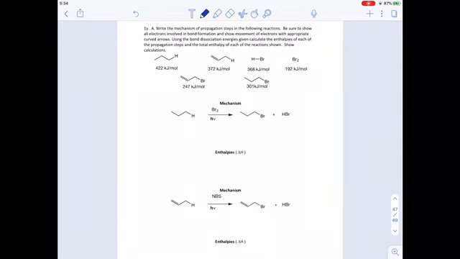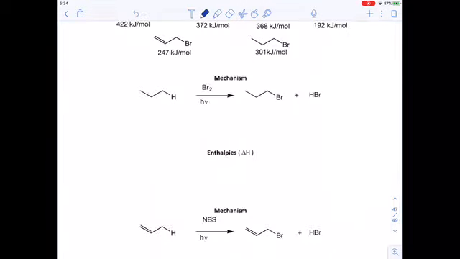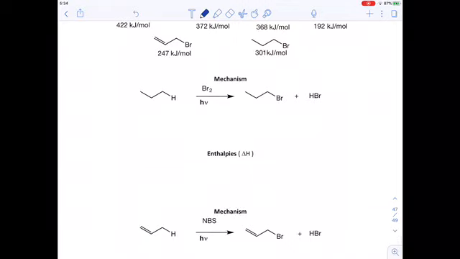Okay, so for 1y, it says to write the mechanism of propagation steps in the following reactions. Be sure to show all electrons involved in bond formation and show movement of electrons with appropriate curved arrows. Using the bond dissociation energies, calculate the enthalpies, which is the same as bonds broken minus bonds formed, of each of the propagation steps and the total enthalpy of each of the reactions shown. Show the calculations. So for the mechanisms, he only wants you to do the 2 propagation steps. So we'll go ahead and do that for the first one.